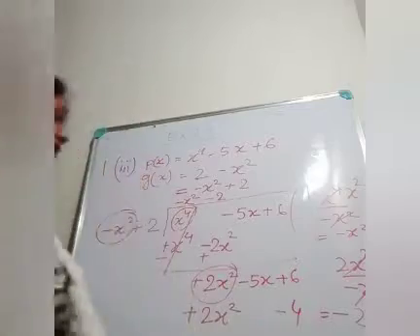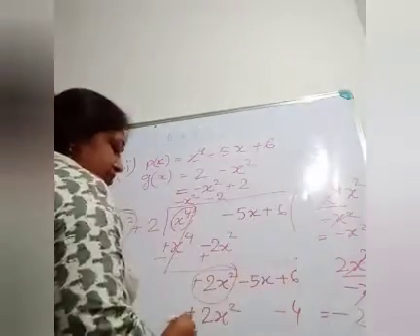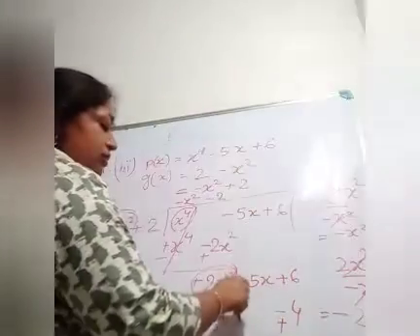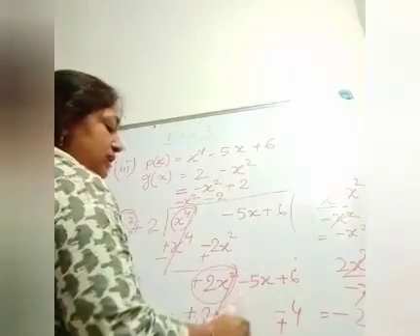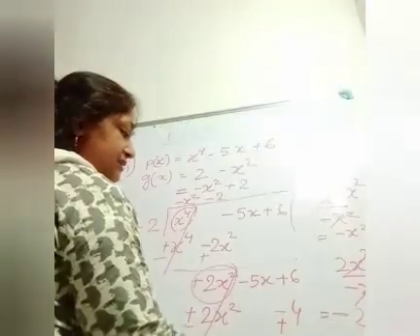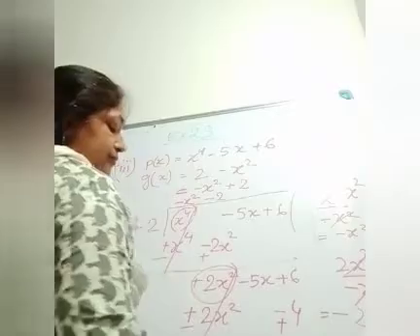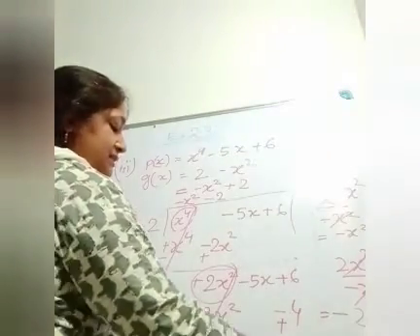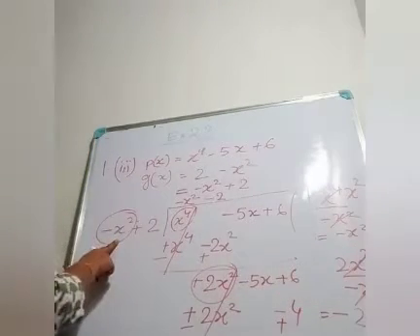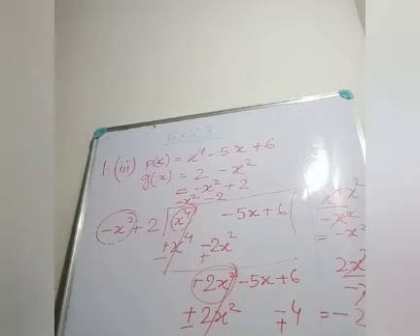Again subtract 2x square minus 4 from 2x square minus 5x plus 6. You just change the sign. 2x square minus 2x square is 0. Minus 5x, there is no term with x to subtract, so write down minus 5x, plus 6 and plus 4 will become plus 10. So the remainder is minus 5x plus 10. Here you see the degree of 5x is less than the degree of the divisor x square. So you can't proceed with the division. You have to stop here.